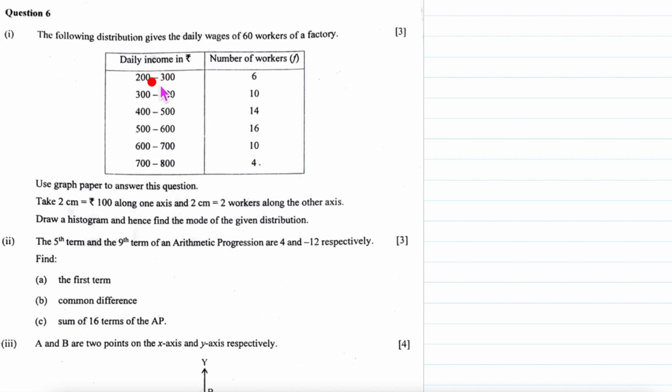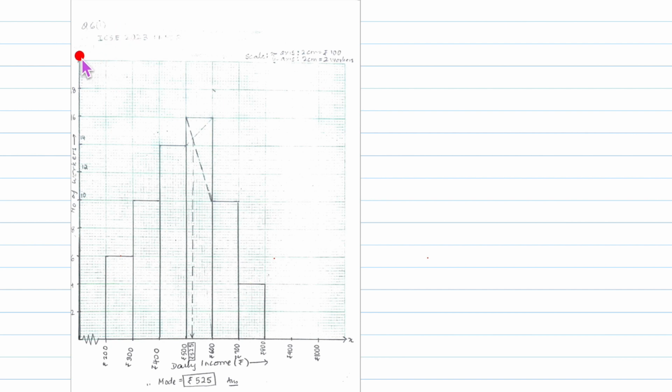So for the histogram, we will have to take the two axes. The x-axis will have the income and the y-axis will have the number of workers. So let's see how we draw the histogram. So this is our histogram. This is your y-axis, this is your x-axis, and the scale has been written over there. For the x-axis, it will be 100 rupees equal to 2 centimeters, and for the y-axis, it is written 2 centimeters equal to 2 workers. And then because we are starting from this 200, remember here this is going to be your origin, which is 0, and then we mark the kink here, and then we mark from 200, 300.